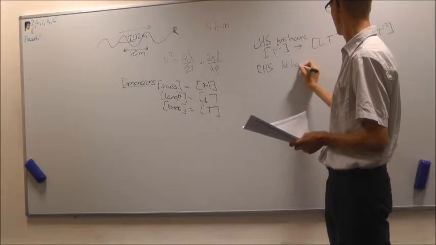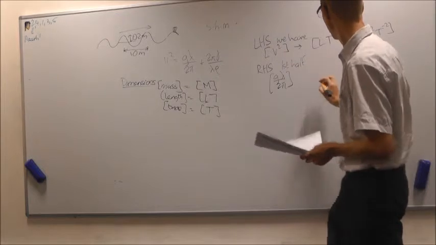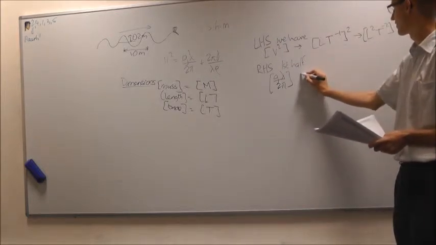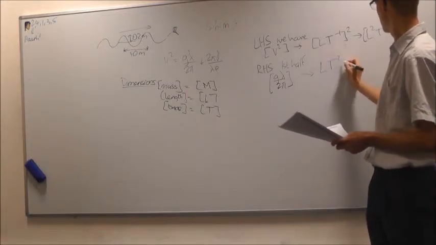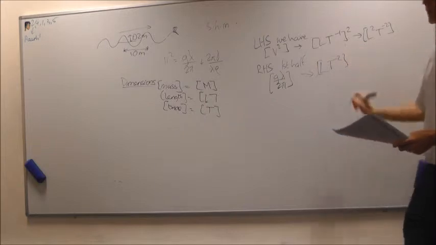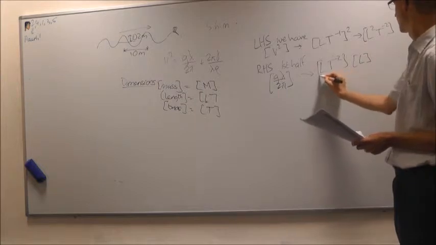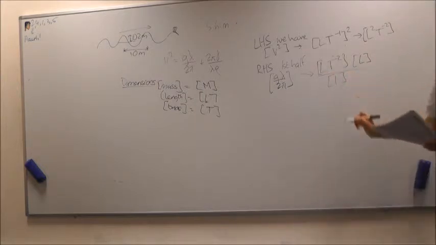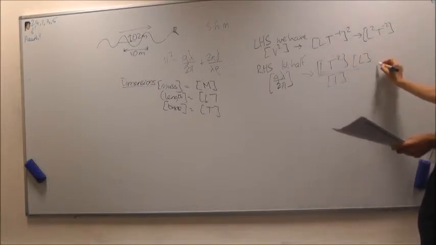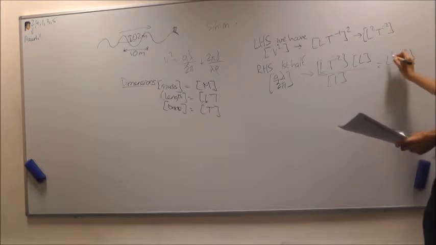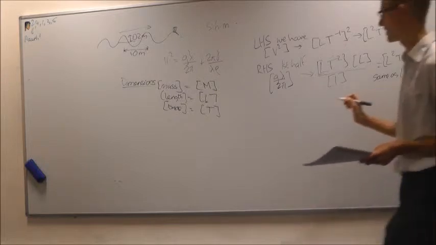First half, what are the dimensions of g lambda over 2 pi? Well, g is an acceleration, so that's a length per time squared, meters per second squared. Lambda is a length. 2 pi, of course, has no dimensions, it's just a number. So we've got L squared T to the minus 2, same as the left-hand side. That one's nice and easy.